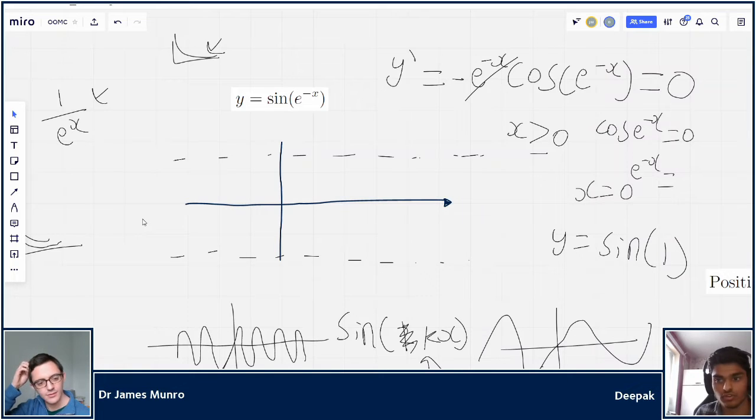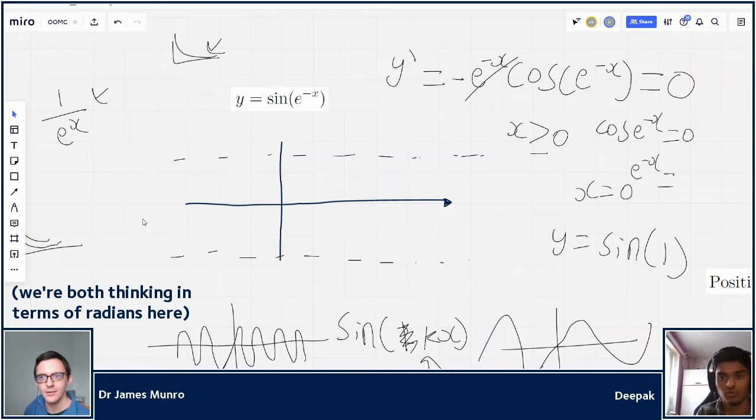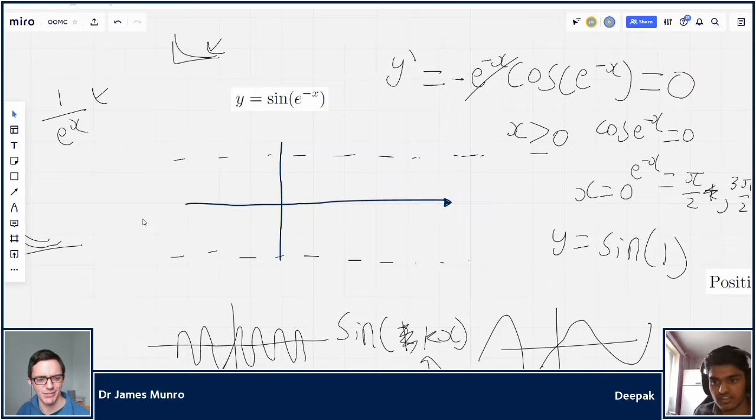every odd multiple of pi by 2. So, for example, pi by 2, 3 pi by 2, 5 pi by 2, and so on. Odd multiples of pi by 2, I think is how I would say it.